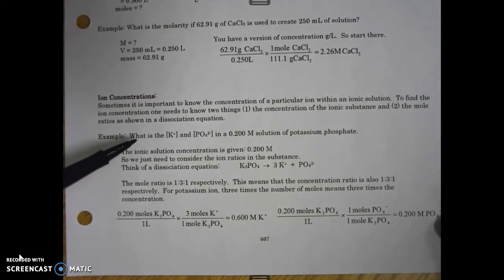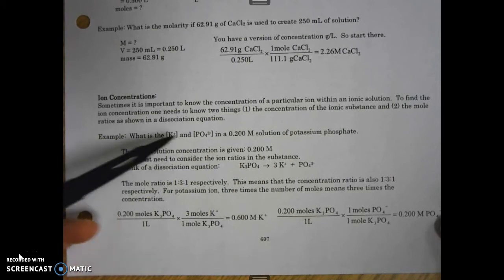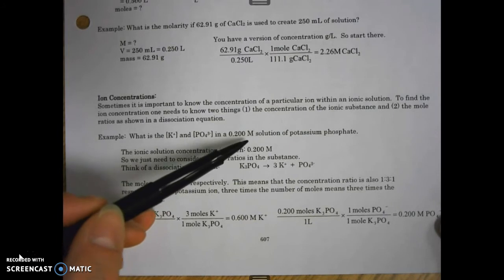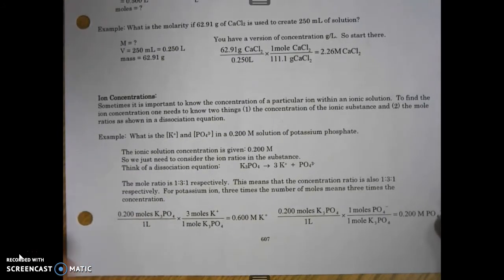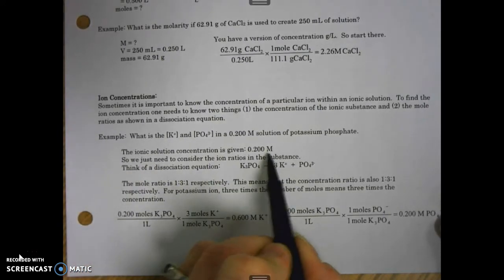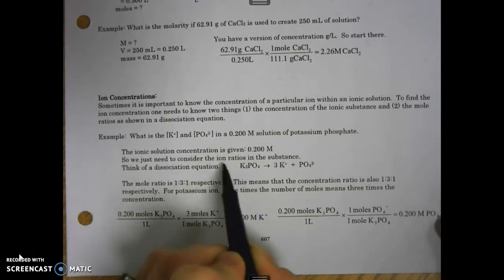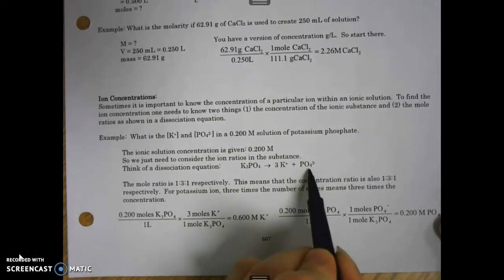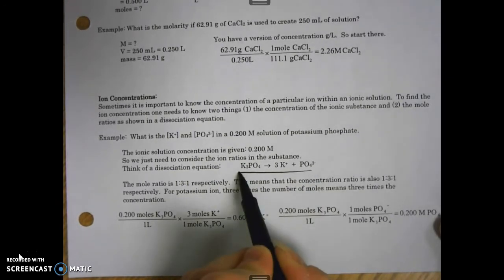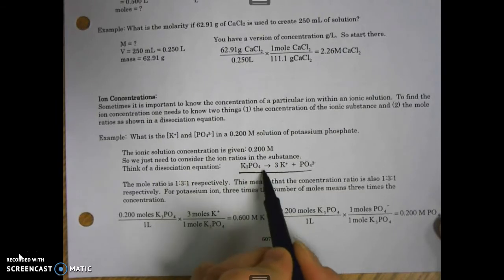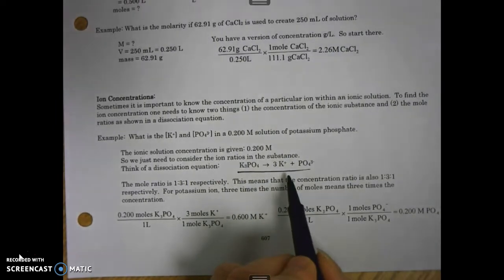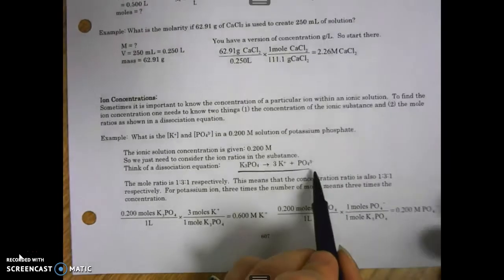Okay, so for example, we want to know what the individual ion concentrations are in potassium phosphate if we have a 0.2 molar solution of potassium phosphate. Okay, so we know that this is the concentration. We also need to consider what the ion ratios are. So you need to think about the dissociation equation. You don't actually have to write the dissociation equation, but you have to think, okay, if I put potassium phosphate in water, what's going to happen? 3 ions of potassium are going to get generated, and 1 ion of phosphate.